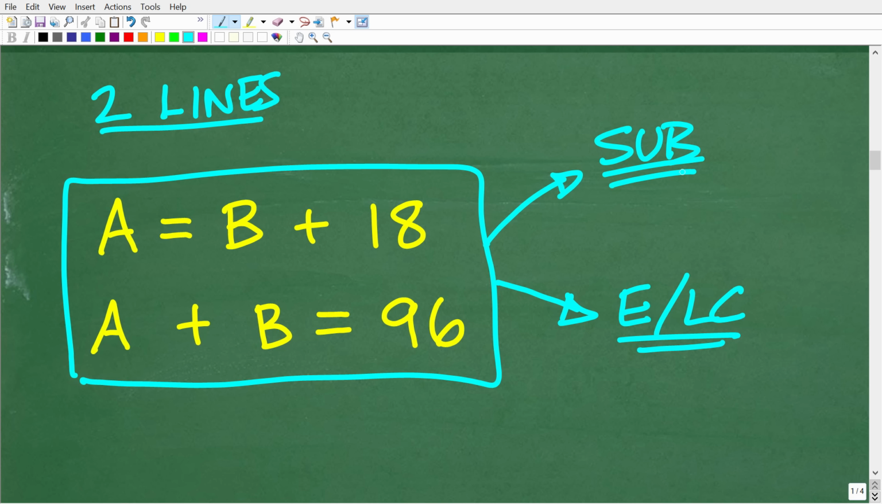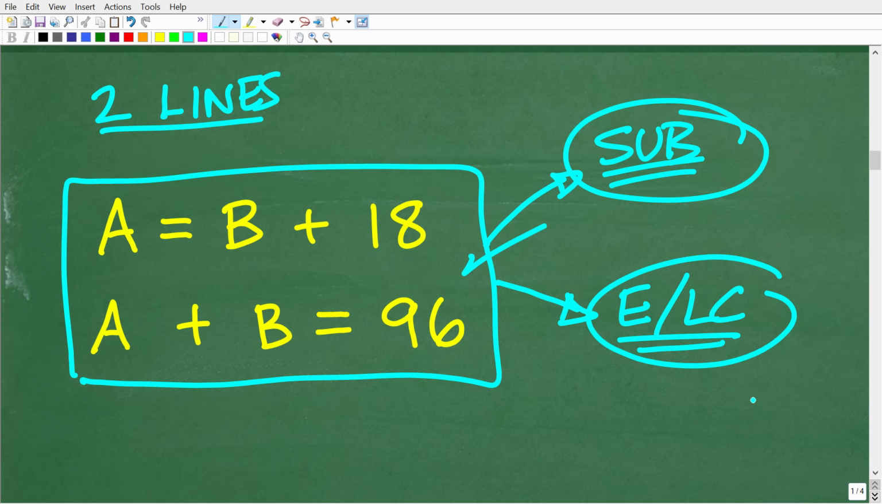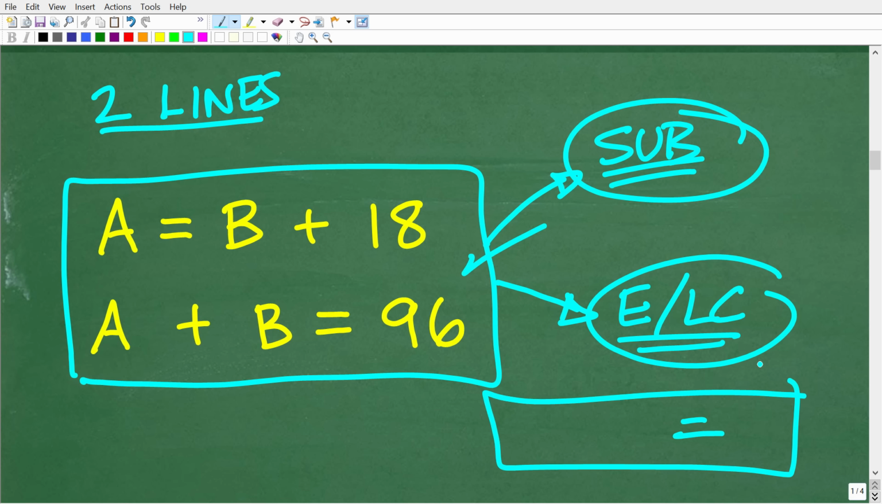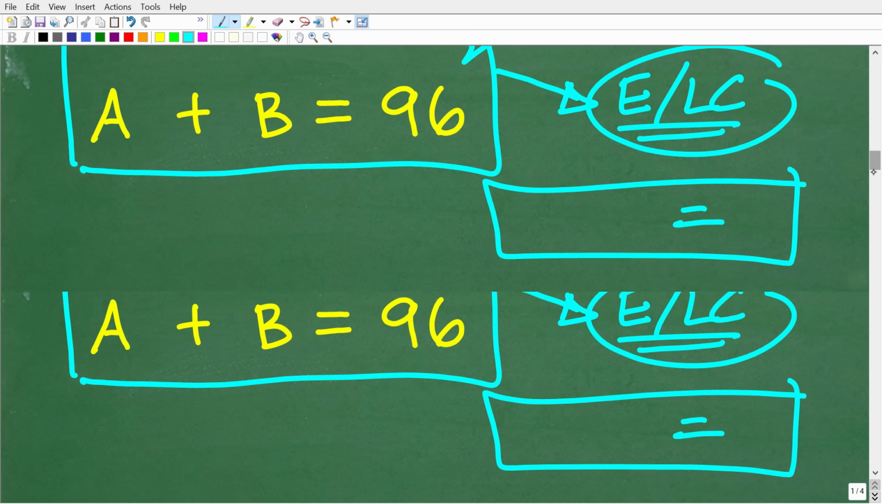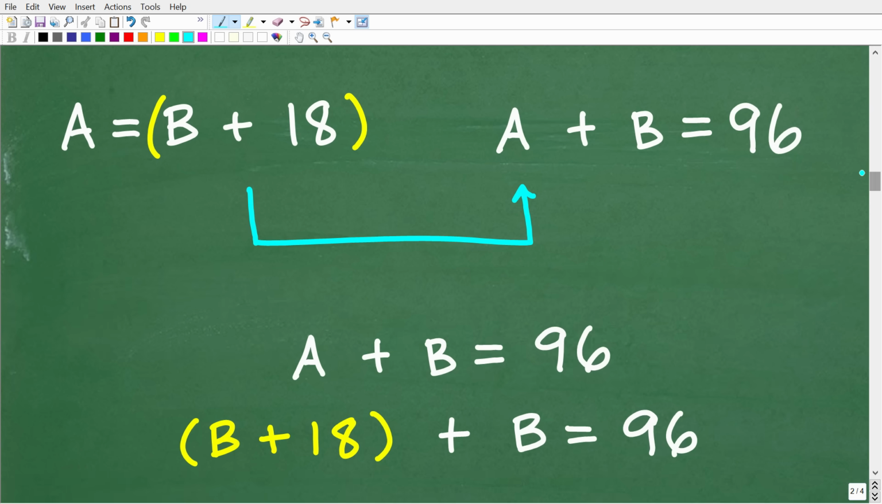In this particular case, we're going to use the substitution method to solve this system. But remember, with both methods, the idea is to create one equation in one variable. So let's go ahead and do that right now. Here we have a is equal to b plus 18, and then a plus b is equal to 96. These are the equations in our system. So here we have a is equal to b plus 18. Now I could put grouping symbols or parentheses around b plus 18, but what we're saying here is a is the same thing as all of this.